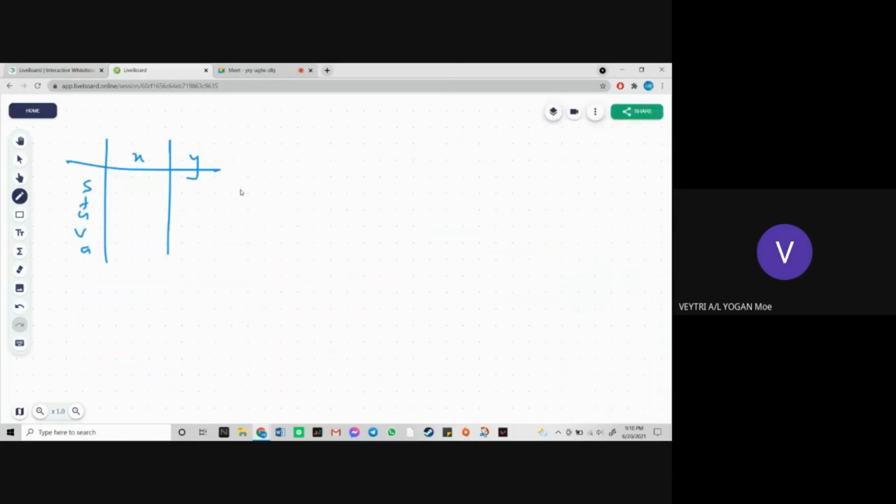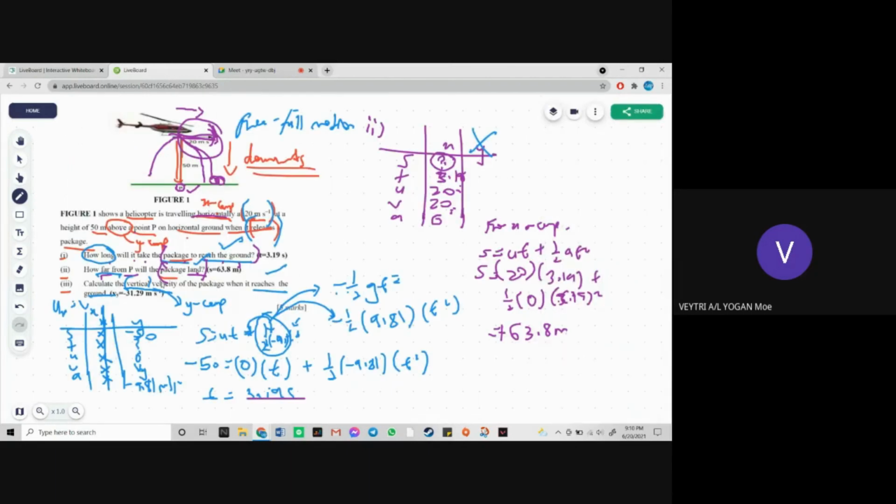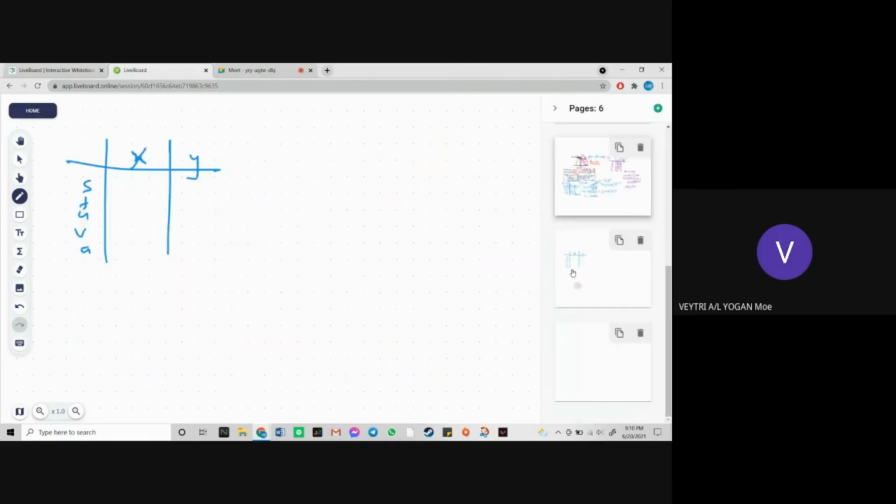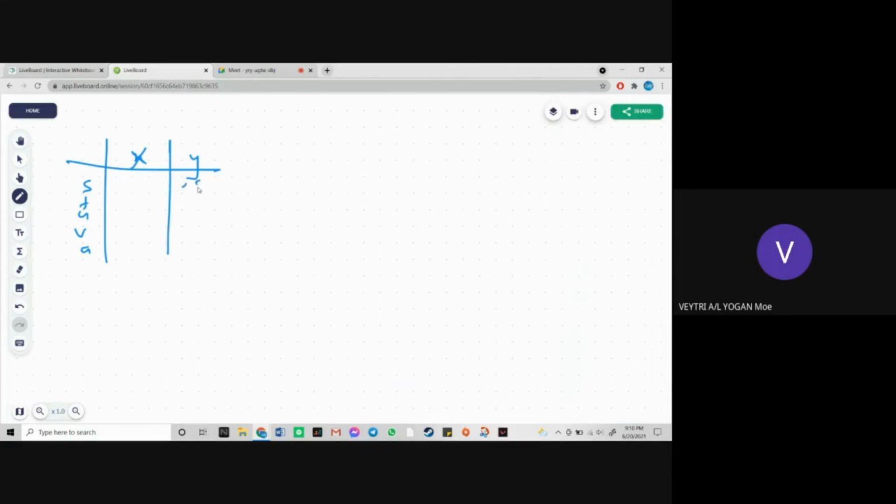Sekarang dia cakap apa? Vertical. Jadi, tak perlulah kisah sangat pasal X component. Buat dulu untuk Y component. Okay. Now, Y component, calculate the vertical velocity of the package when it reaches the ground. What is the Y component? The Y component for the package is negative 50. Next, time. Ada dah 3.19 seconds.